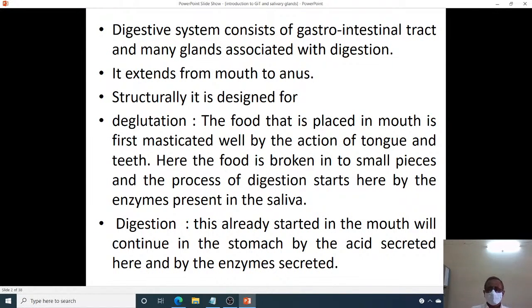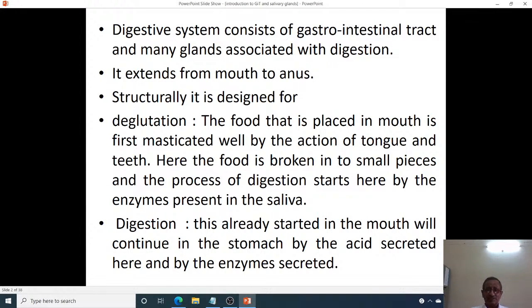So the digestive system consists of the gastrointestinal tract and many glands associated with digestion. So it is having a tract. The gastrointestinal tract means the musculotubular, epithelio-musculotubular structure, which starts from the mouth and ends at the anus, and it is attached with many glands, the secretions of which assist in digestion. So this gastrointestinal tract extends from mouth to anus.